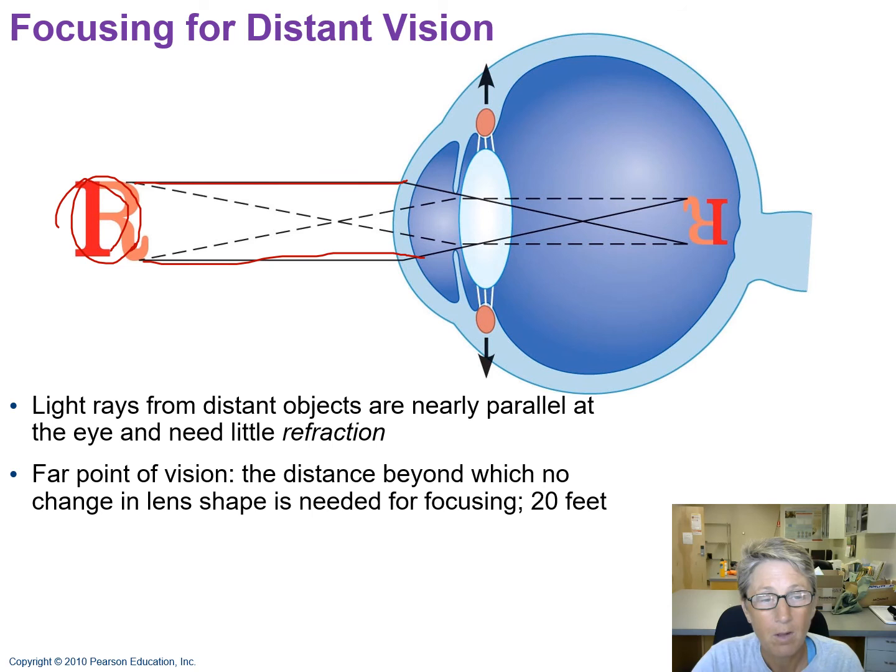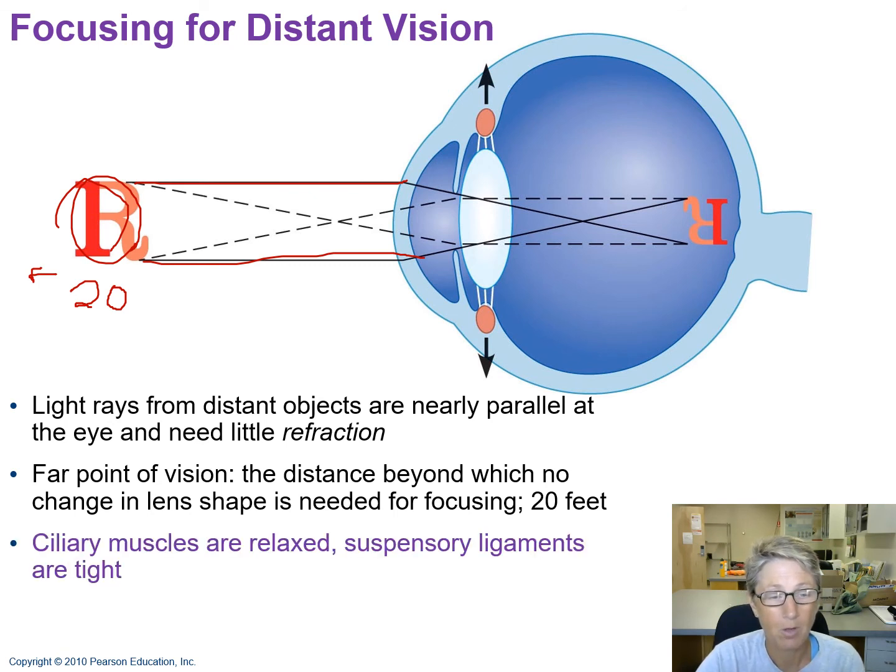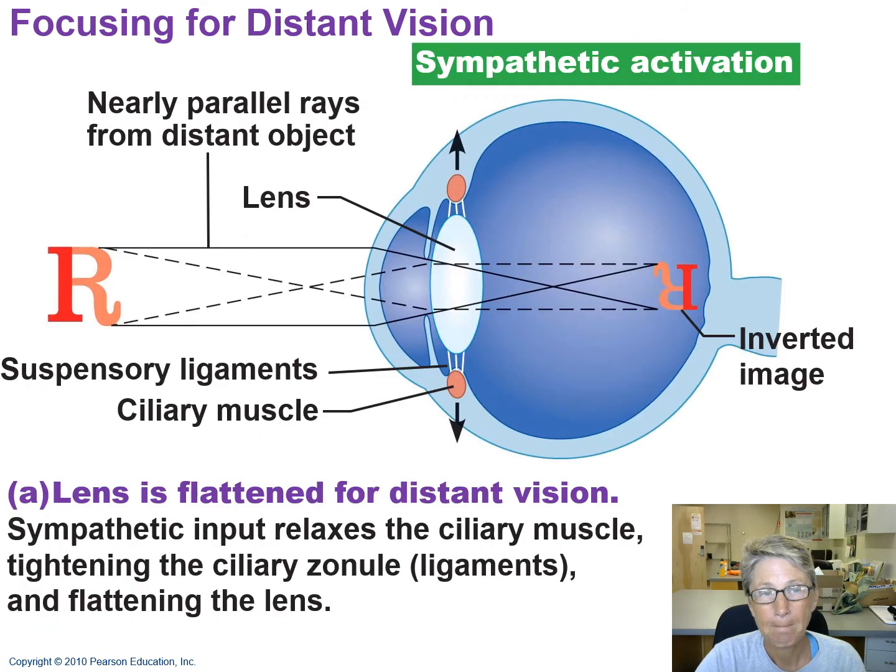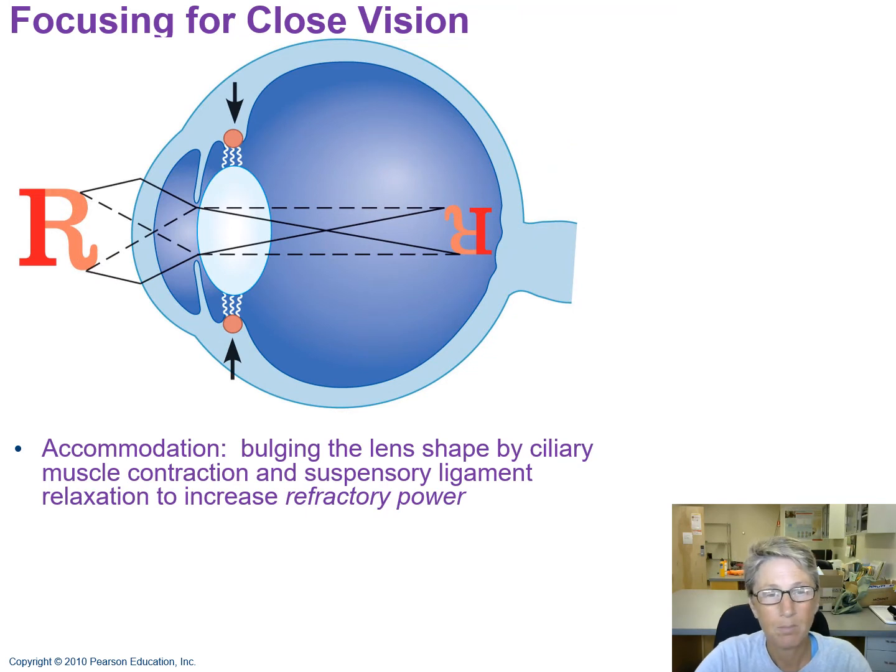So if this is about 20 feet, if you go farther than 20 feet, you don't need to change your lens shape in order to view the object. When the lens is flat, that's when you can see far away. To get the lens flat, the ciliary muscle is relaxed, but look, the suspensory ligaments are tight or taut. That makes your lens flat. This is just a cartoon that shows all the parts. Usually when you're trying to see far away, that's a sympathetic nervous system event.